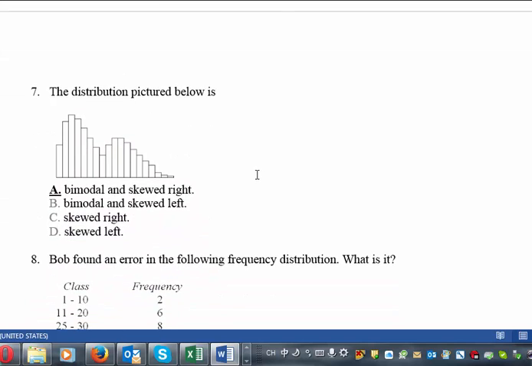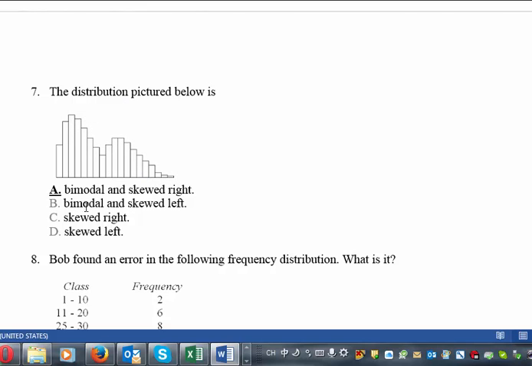Number 7, the distribution pictured below is what? We can see A is bimodal and skewed right. We can see that there are 2 peaks here, one here and one here. Right? That's bimodal. Is it skewed to the right? Yes, it is. The long tail is on the right, therefore it is skewed to the right. So A is the correct answer.